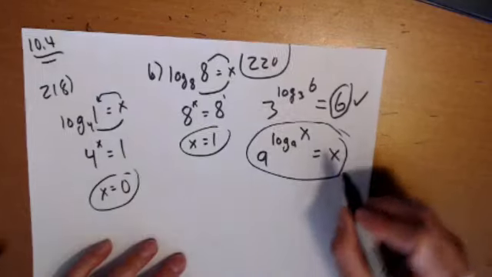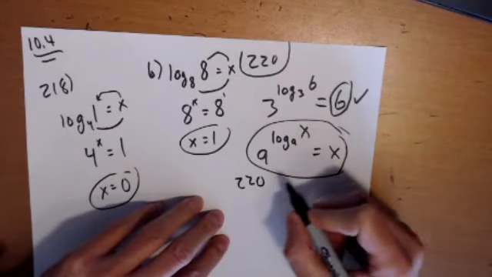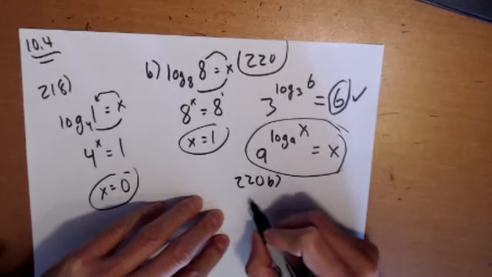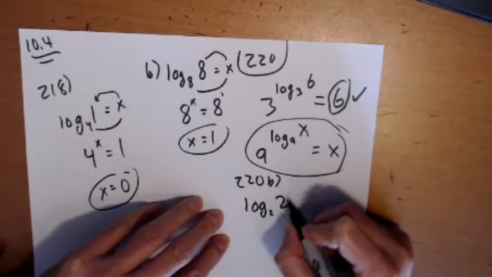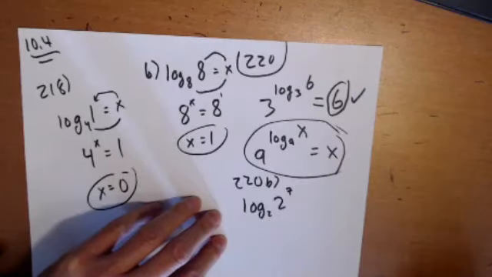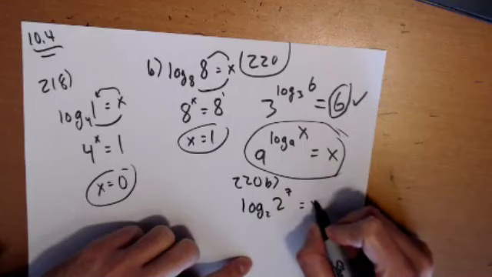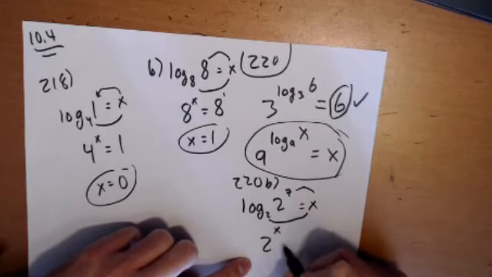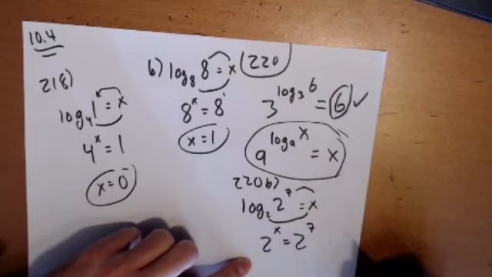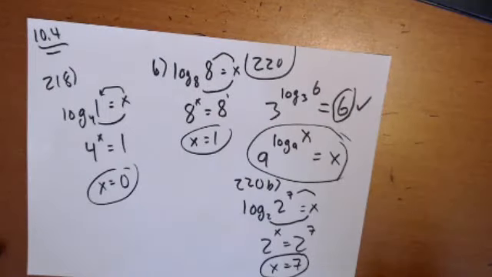So that was 220A, 220B, log base 2 of 2 to the 7th. This one we can use our old technique. Let's set it equal to x. 2 to this power is that: 2 to the x is 2 to the 7th. Bases are the same, so exponents must be the same. So x must equal 7.